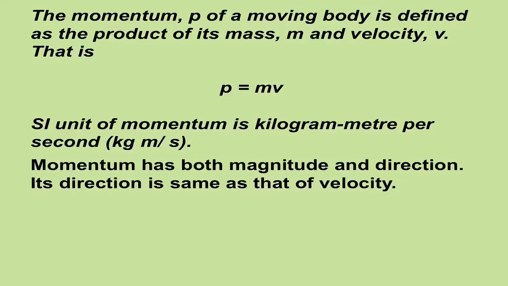These two quantities help us to define a new quantity called momentum. The momentum P of a moving body is defined as the product of its mass m and velocity v, that is P equal to mv. SI unit of momentum is kilogram meter per second. Also, it can be written as kg m/s. Momentum has both magnitude and direction. Its direction is same as that of velocity.